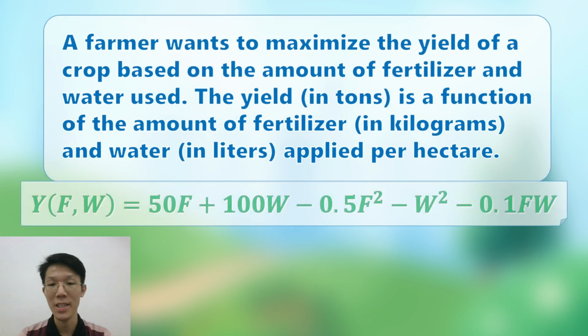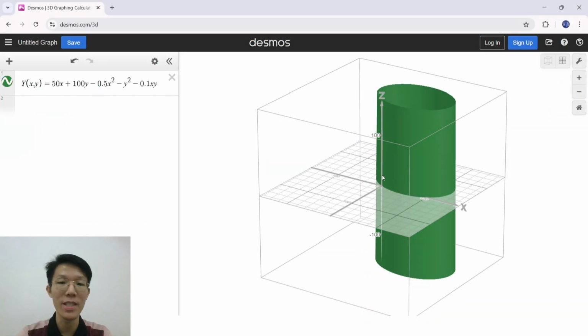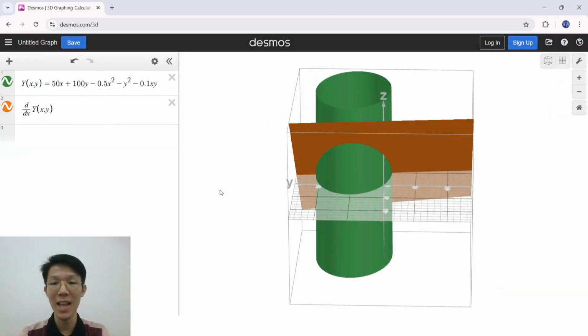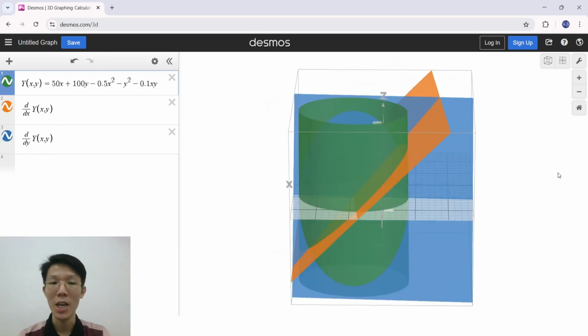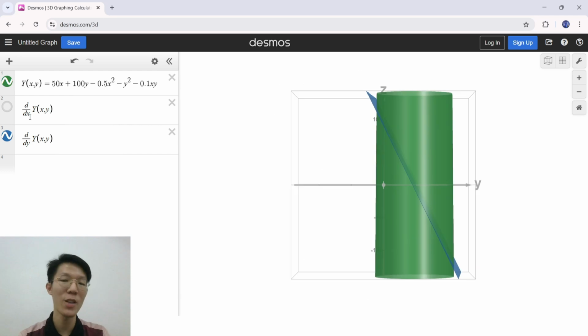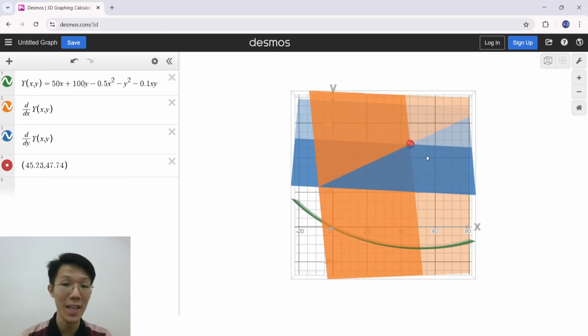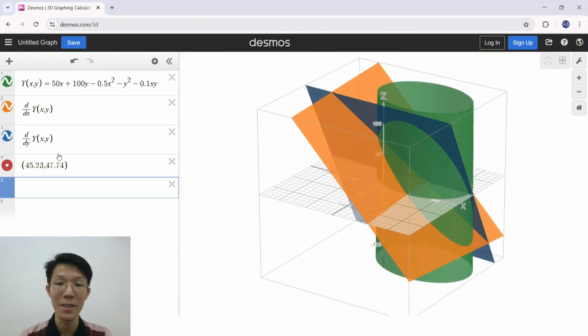Thus, the yield function is given by Y(F, W) = 50F + 100W - 0.5F^2 - W^2 - 0.1FW. As a result, we will model the yield as a function of these inputs, use partial derivatives to find the optimal amounts, and visualize everything with graphs to understand how changes in fertilizer and water affect the yield.